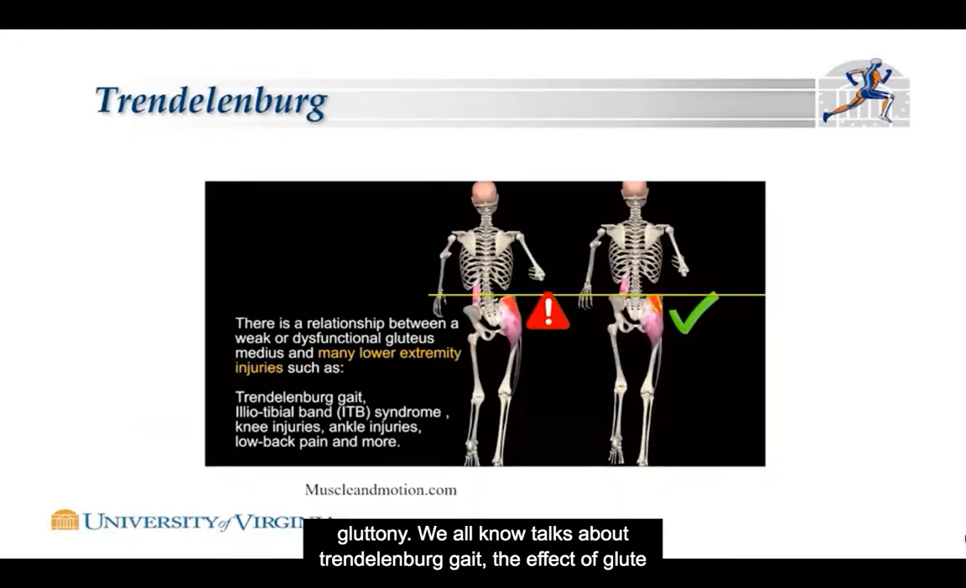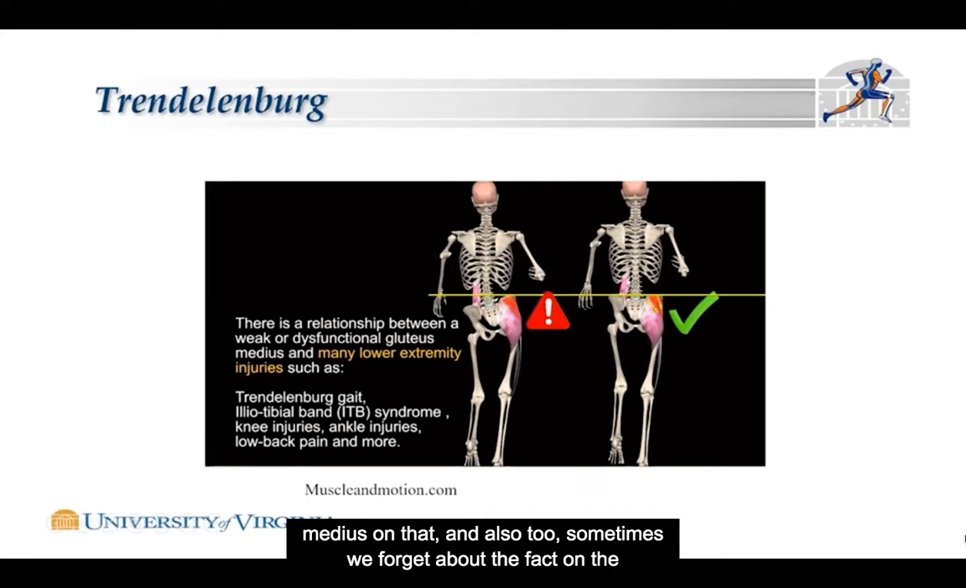We all know, we talked about Trendelenburg gait, the effect of the glute medius on that. And also sometimes we forget about the effect on the quadratus lumborum on that opposite side. If you look at the opposite side here, it puts a lot of strain on that quadratus lumborum, which again might affect lumbar dysfunction in those individuals. So you look at the pull and the force vectors of that glute on the effect of the pelvis. And it can also stretch that IT band out a little bit.